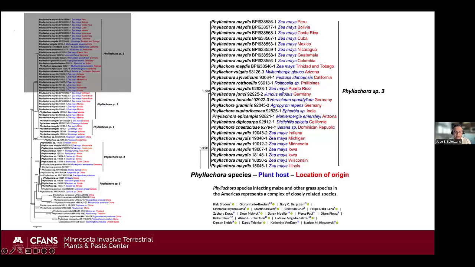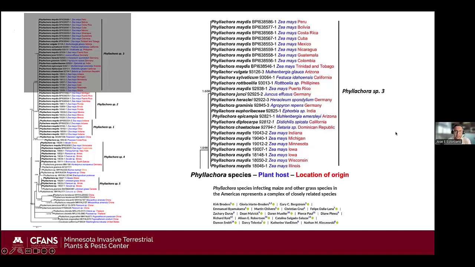You see right here in the center of this group, there are different Phyllachora species, Phyllachora vulgata, and other Phyllachora species collected from different grasses, from different locations. But most importantly here, they have Phyllachora maydis collected from corn in the contemporary range of tar spot of corn: Michigan, Minnesota, for example, which is important, Iowa, Wisconsin, and Illinois.